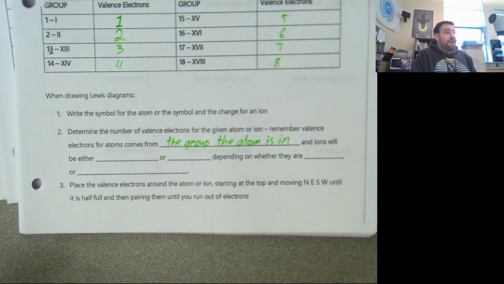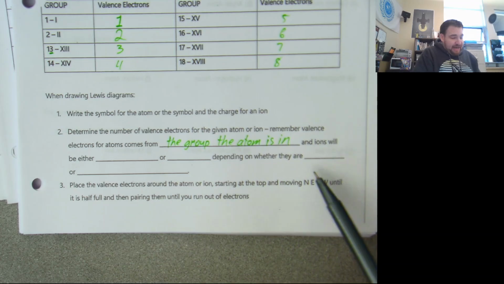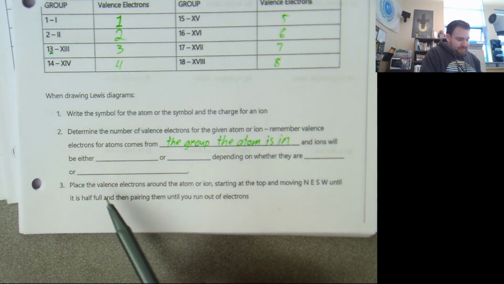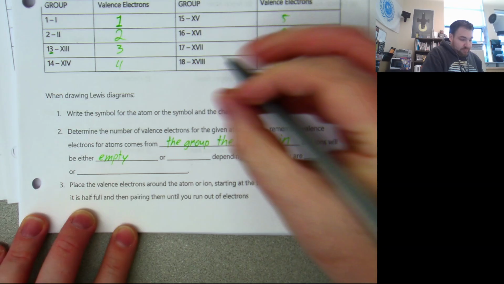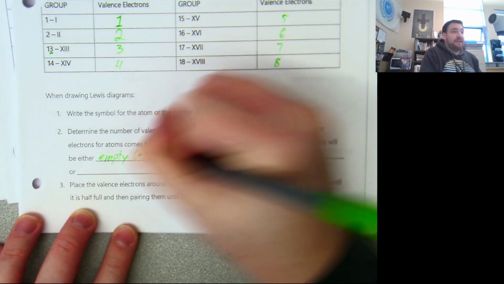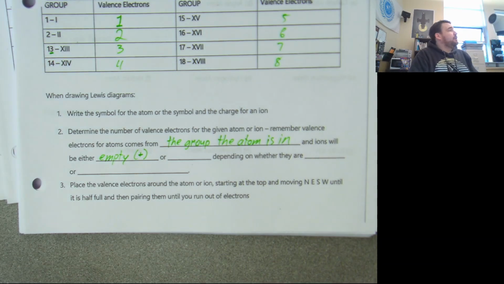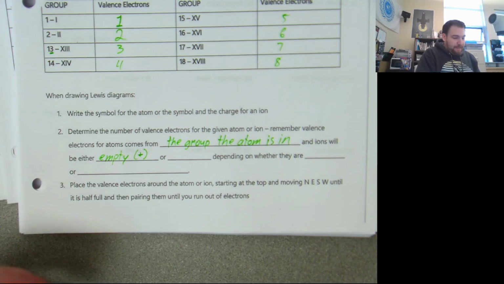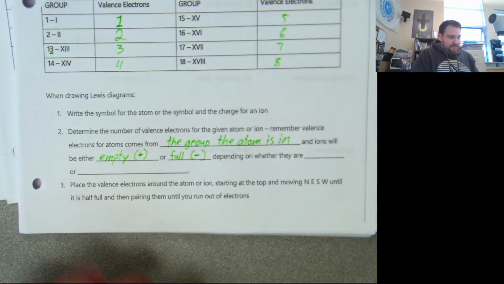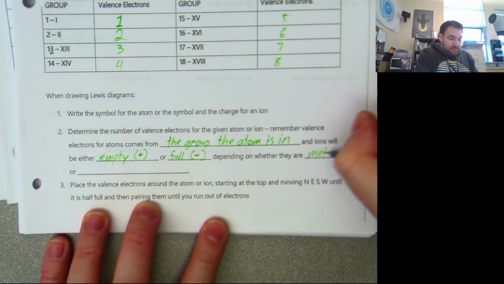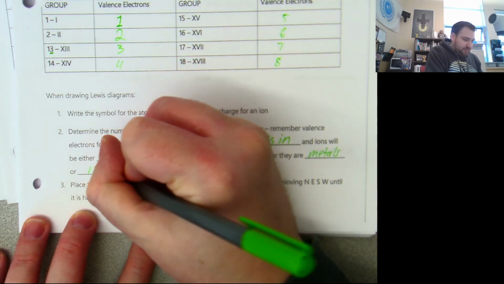And then depending on whether an ion is positive or negative, it'll be empty if the thing is positive. So if you're drawing a Lewis diagram for a lithium ion, for example, there will be no valence electrons because lithium gives everything away. Or it will be full if the thing is negative, depending on whether they are metals or nonmetals.